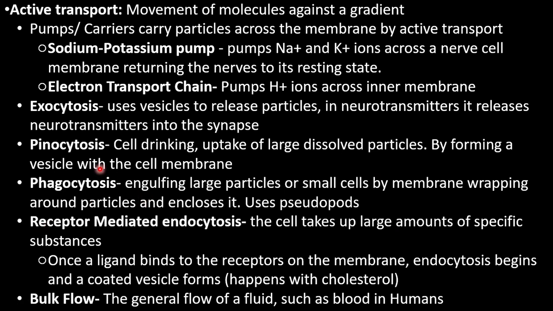Okay, so receptor mediated endocytosis. There are receptors that line the cell membrane, and the cell takes up large amounts of specific substances. These substances will bind to the receptor, and then once they bind, the cell membrane will actually fold in on itself and take up the molecules that it needs. So once a ligand binds to the receptor, endocytosis begins, and a coated vesicle forms. This is common with cholesterol.